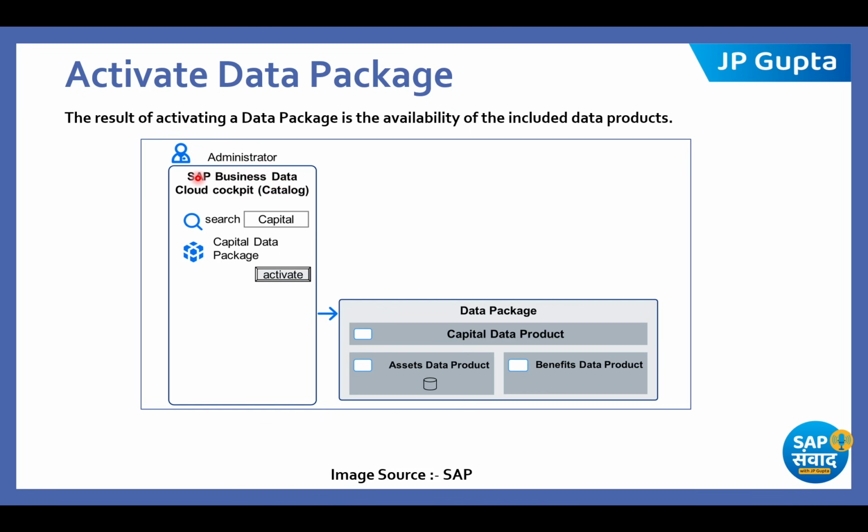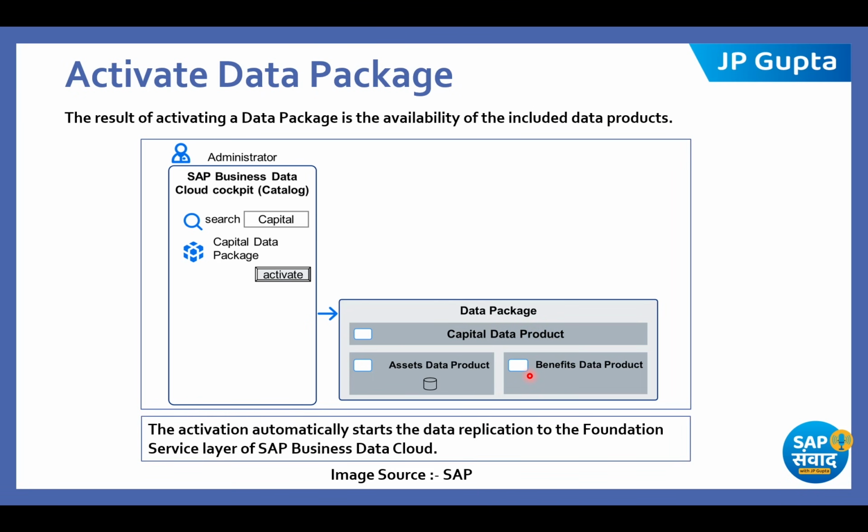Once your user ID has the admin right, you can go to the BDC cockpit, then go to the search, and then you can activate. Once you activate a data package, all the related data products become available. The activation automatically starts the data replication to the foundation services of the BDC. You do not have to do anything. It will all be taken care of by SAP.